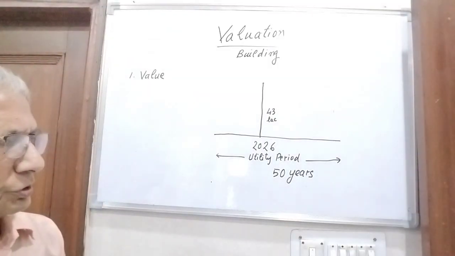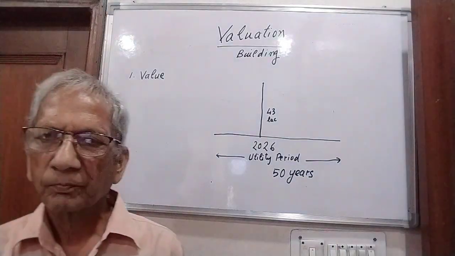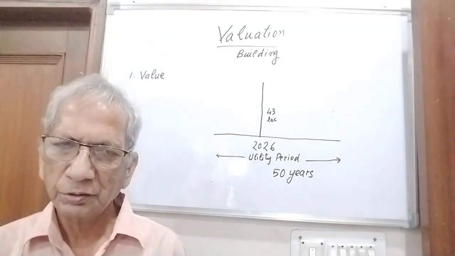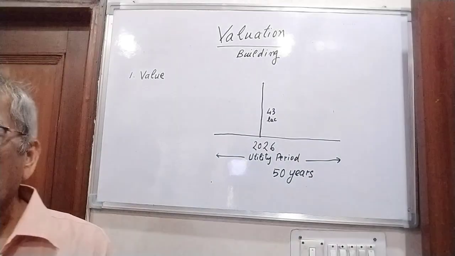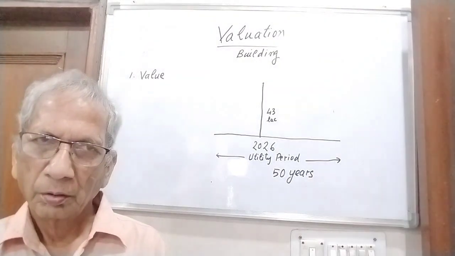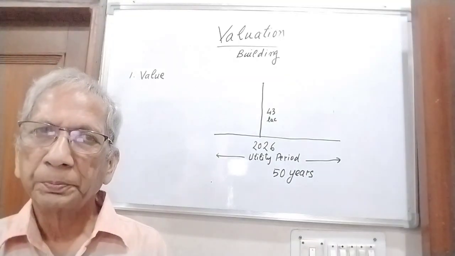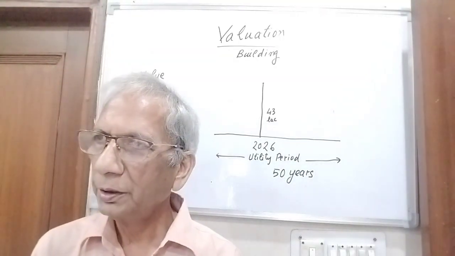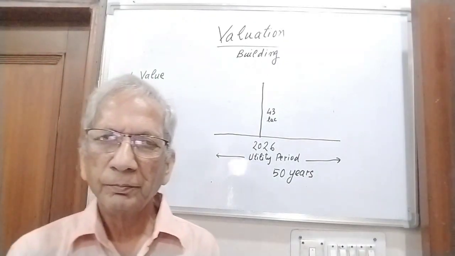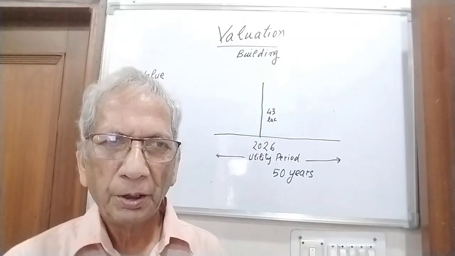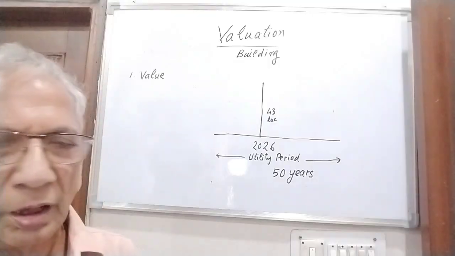The value of the building is not as much as in the initial stage because new buildings have been constructed with new facilities. For example, provision of AC, air conditioning, provision of lift. In the new building, this type of provision is there, but in the old building, the provision of lift, AC and other facilities are not there.